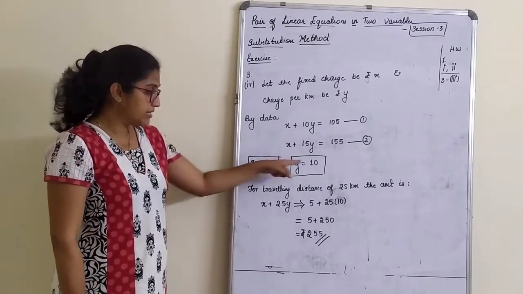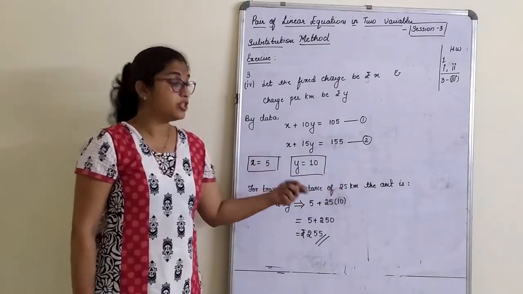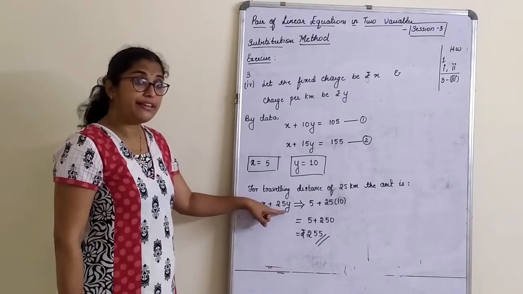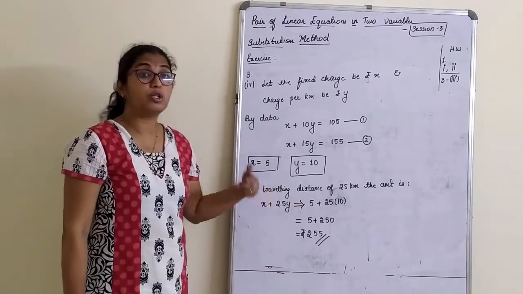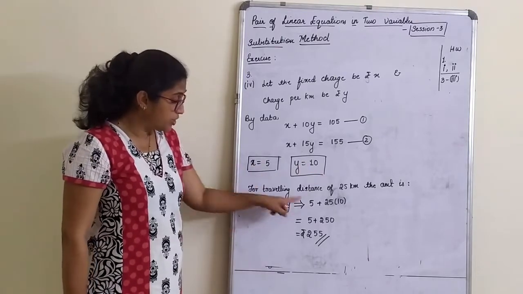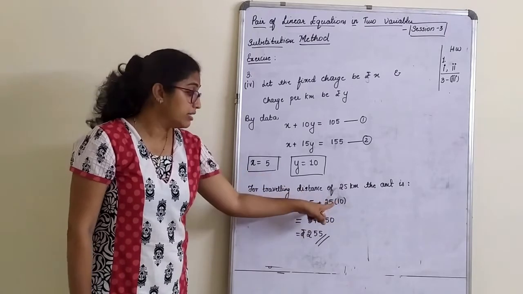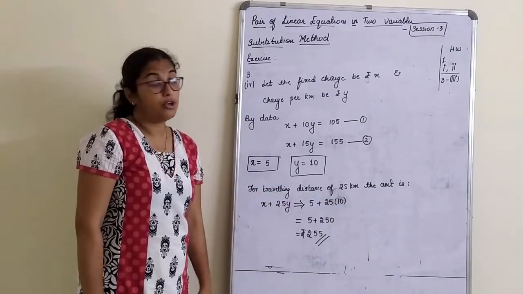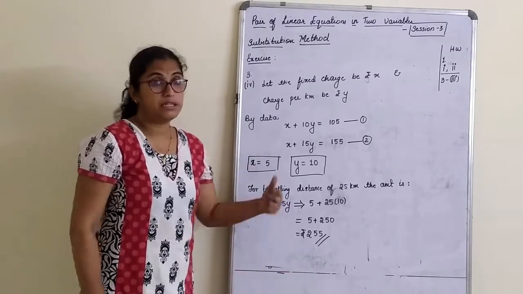For traveling the distance of 25 kilometers, how much does he have to pay? Again, it is the same rule. Fixed charge plus 25, that is nothing but charge per kilometer, 25y, is equal to the amount. Fixed charge is how much? 5. Charge per kilometer we also know, that is 10. So 25 into 10, 5 plus 250, he has to pay an amount of rupees 255. This is what you have to do. Please finish this.